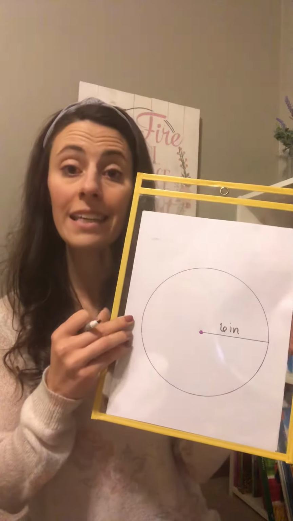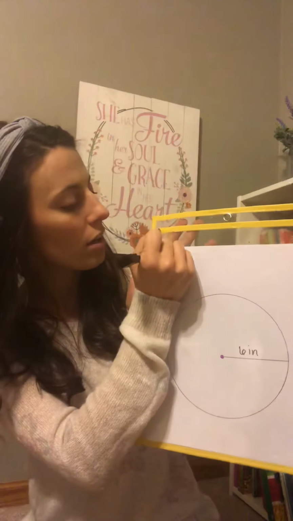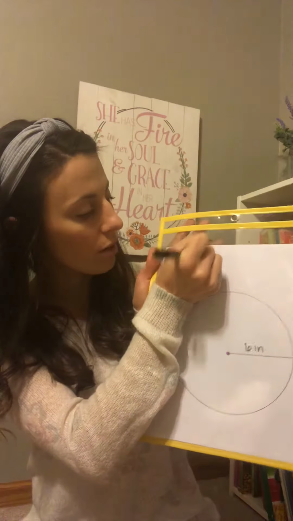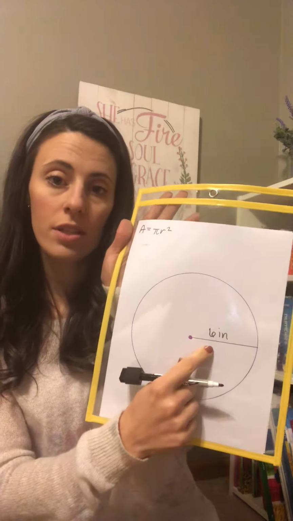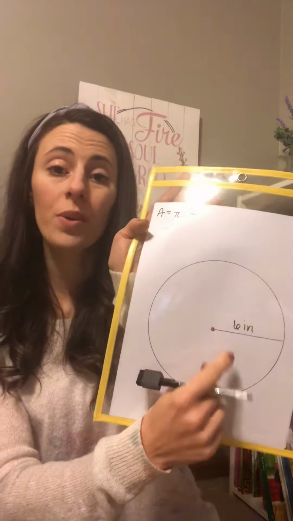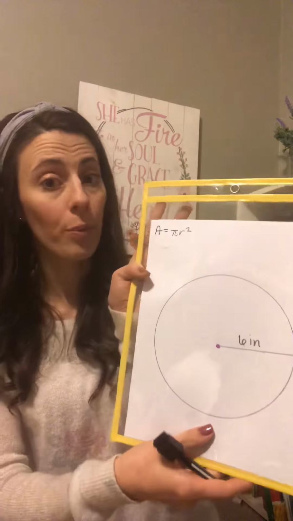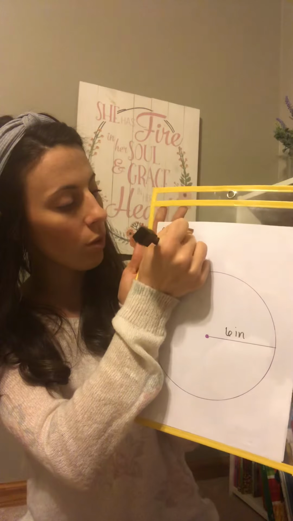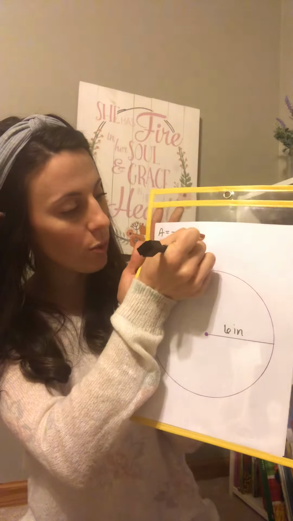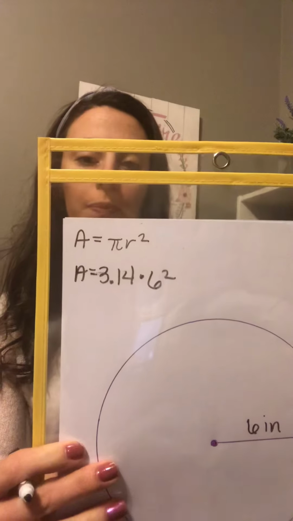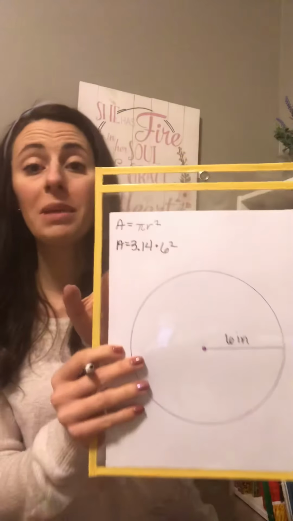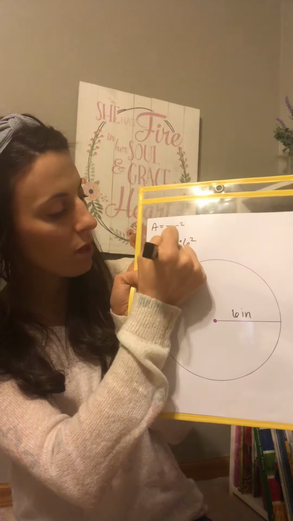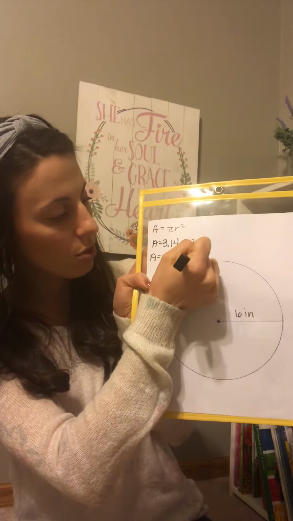Now we're going to use this in our formula. So we've got area equals pi r squared, where r is 6 inches. So we're going to plug that in. We're also going to substitute in 3.14 for pi. So area equals 3.14 times 6 squared. So that's where we're at right now. We know that 6 squared means 6 times 6. So I have area equals 3.14 times 36.